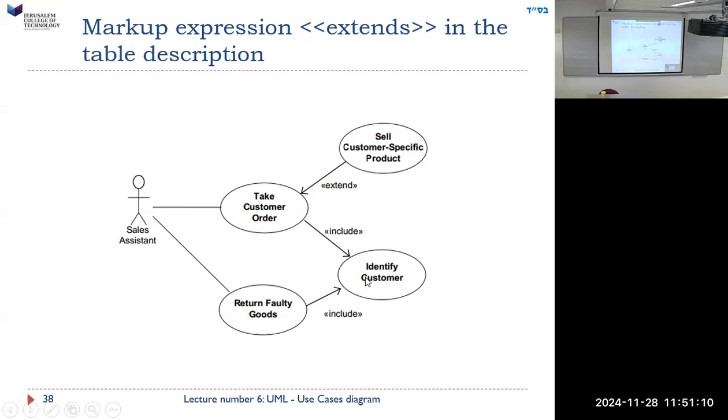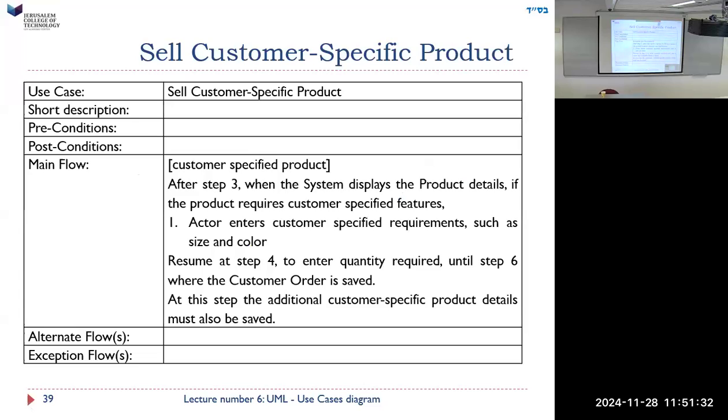Sell customer specific product. Maybe he ordered ahead of time a skirt with a poodle on the bottom. And he brought in the poodle and we stitched it for him, and that's his own skirt. Her, presumably her. I don't know if they still do that. Do they still put poodles on skirts? In the kitchens they do that.